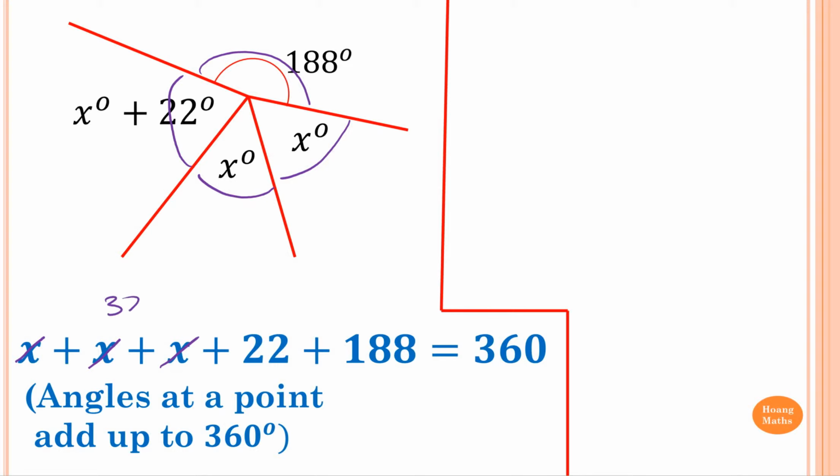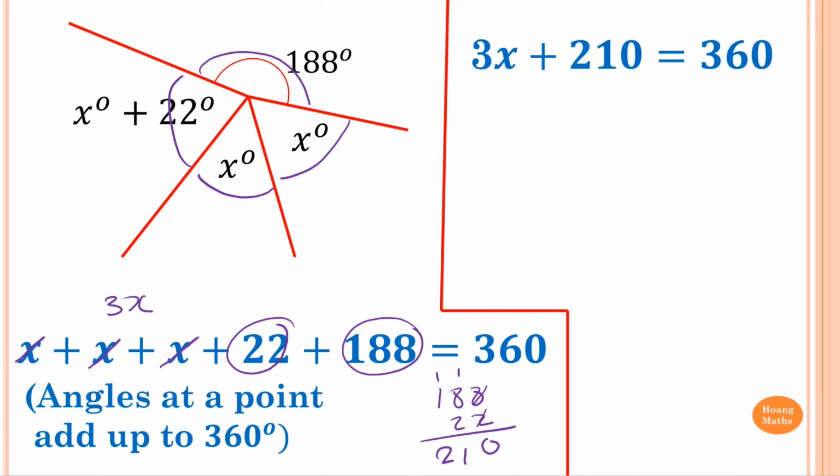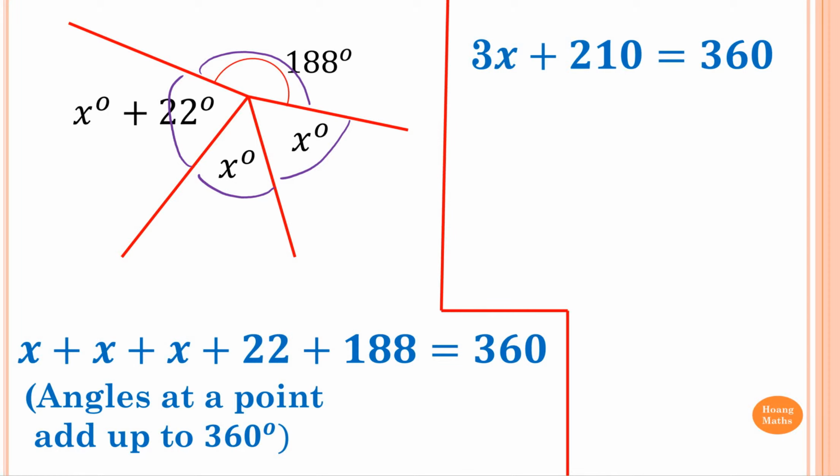So we know that 3x, we add 22 to 188. So 188 add 22. So that gives me 10. Put a 0 down, carry 1, so 11. Carry 1, so 210. So 3x add 210 is equal to 360. So now we just get rid of the 210. So by minus 210 on the left, minus 210 on the right. So this cancels out. So we are left with 3x is equal to 150.